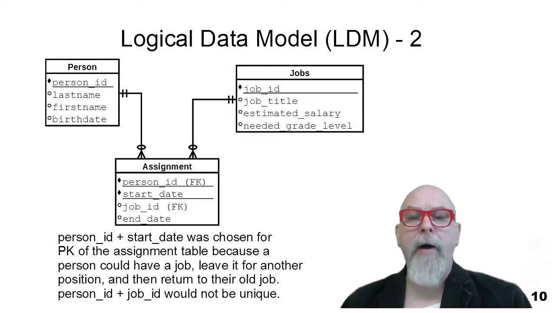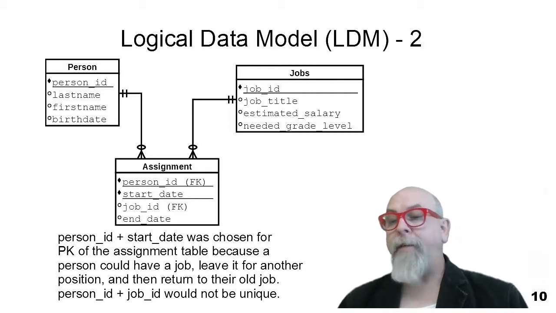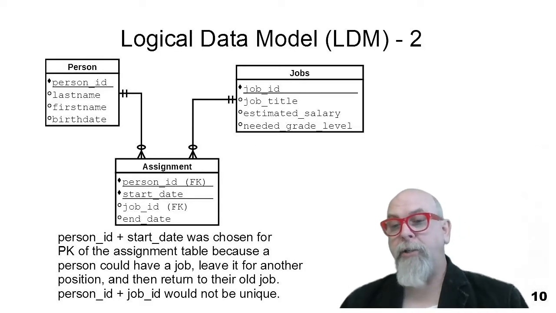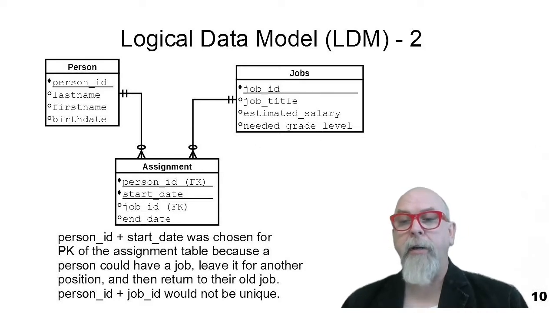You might think, well, why don't you use the person ID and the job ID? Well, a person could have a job, leave it within the company, take another position, and then come back to that first position they had. So they might have a job more than one time by date. The one thing that's unique is that on a specific date, a person will only have one job. So that's why I concatenated the person ID and the start date.